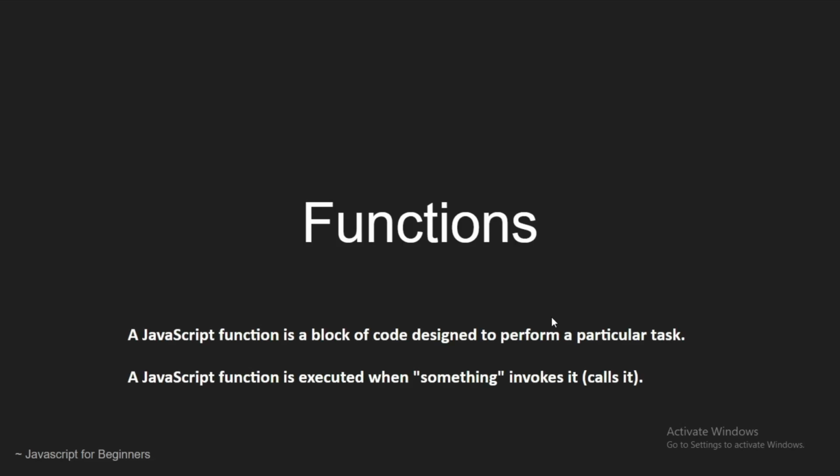We can say that a function is a block of code designed to perform a particular task, and a JavaScript function is executed when something invokes or calls it. When someone calls it, it essentially runs the function. We can add a function call to a button, to a certain element. So let's say if a button is clicked, then a certain thing will be performed. We can do it in that manner also.